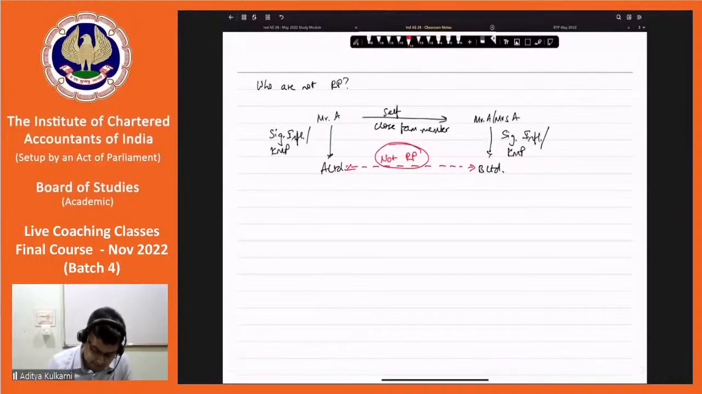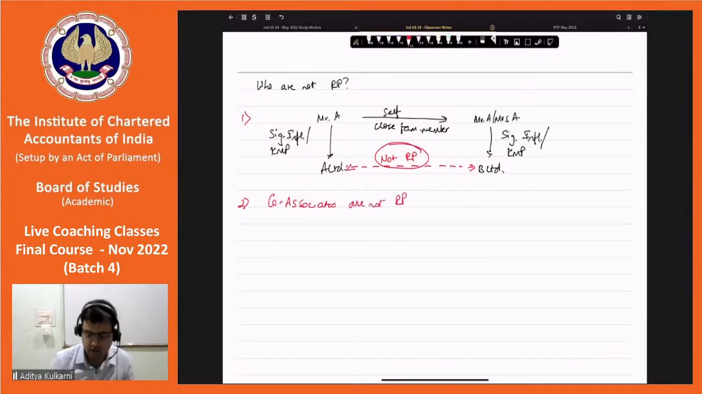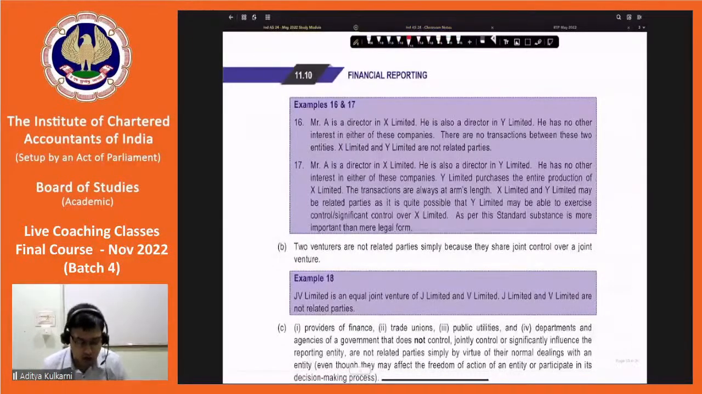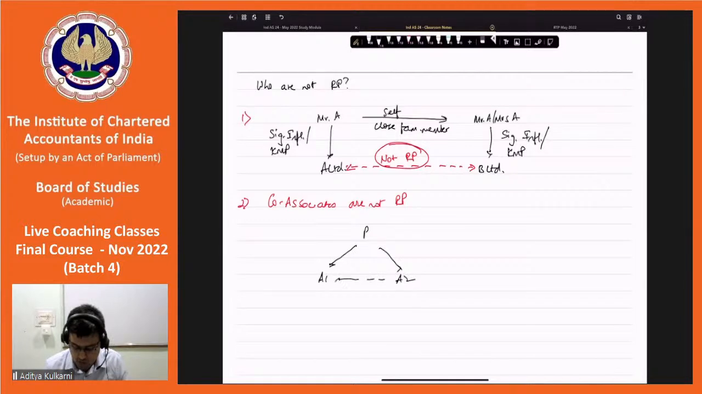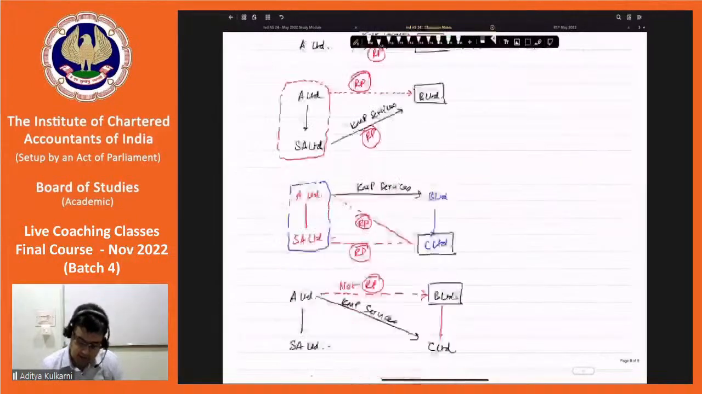Next point is, these are things which you already know, but still, co-associates are not related parties. So who are co-associates? For example, P, A1, A2. Are these two related? Answer is no. We have also done this in the summary chart.